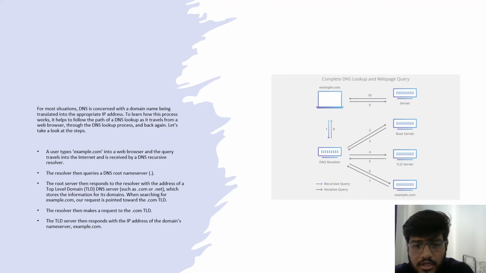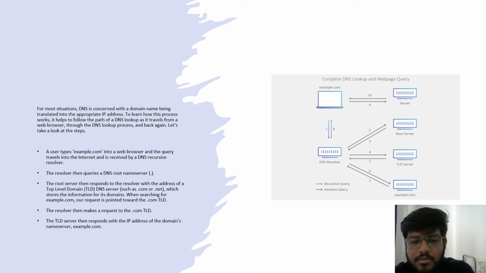First of all, a user types example.com into the web browser and the query travels into the internet and is received by a DNS recursive resolver. The resolver then queries a DNS root server. The root server responds to the resolver with the address of a TLD server, such as .com or .net, which stores the information for its domain. When searching for example.com, our request is pointed towards the .com TLD.